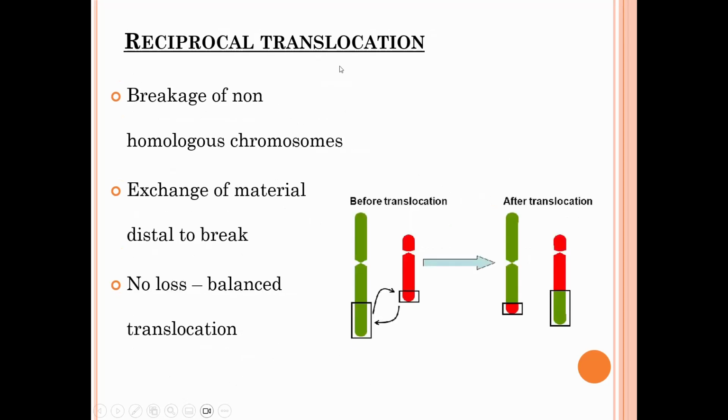Then there is reciprocal translocation. Here breakage of non-homologous chromosomes will happen and exchange of material distal to the break. So no loss, balanced translocation. You can see here this is before translocation. Now from here a break has happened, from here a break has happened. The red color came into the green color, the green color came into the red color. So that is how this is reciprocal translocation. Another translocation was Robertsonian translocation.